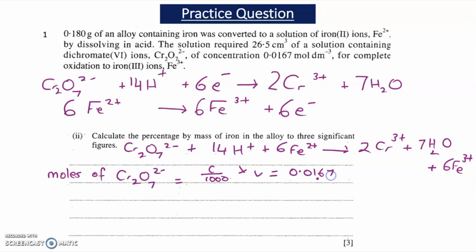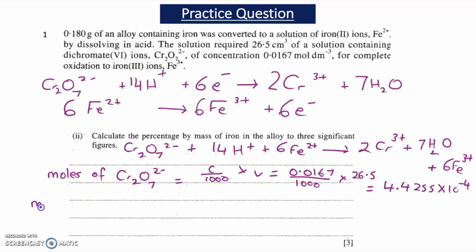Now the concentration of dichromate is 0.0167. I get this from the question. I divide it by 1,000 and I times it by the titration value, which is 26.5. Now the value for the moles of Cr2O7 2- comes out to be 4.4255 times 10 to the minus 4.